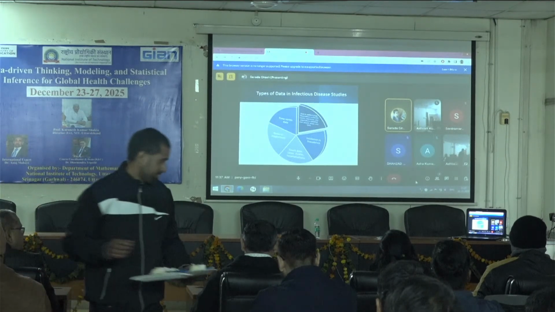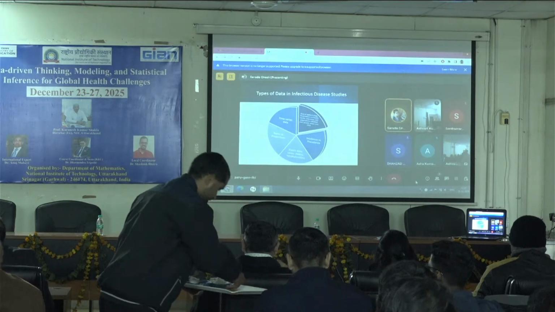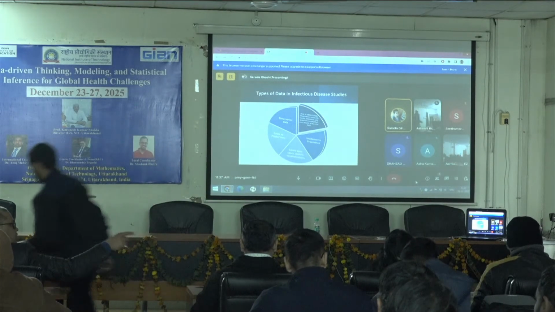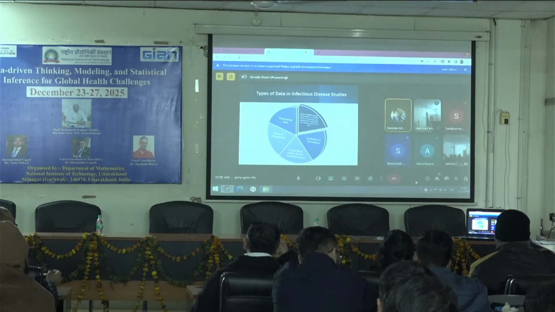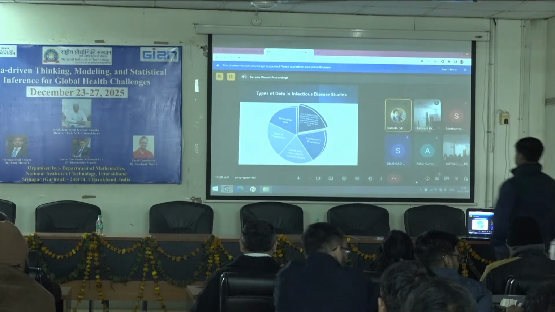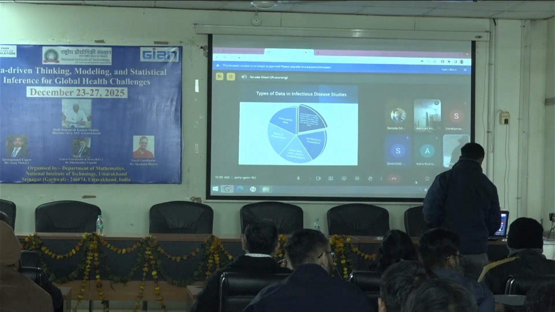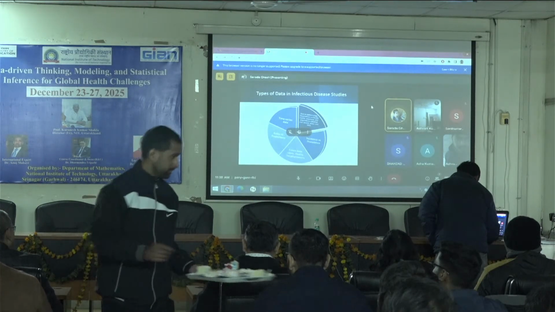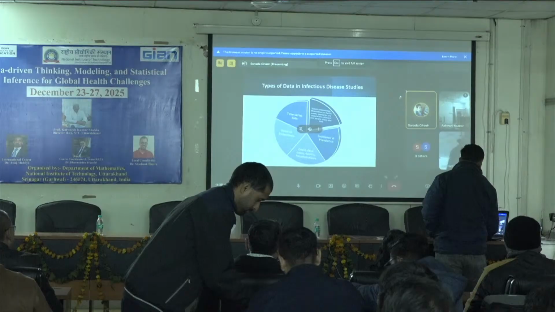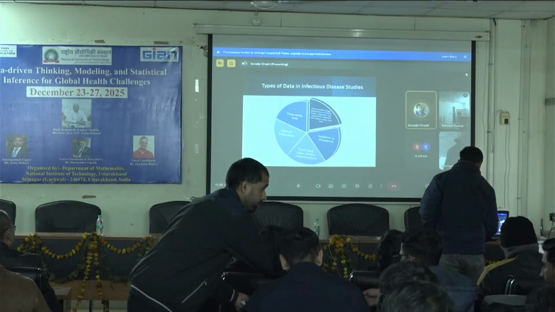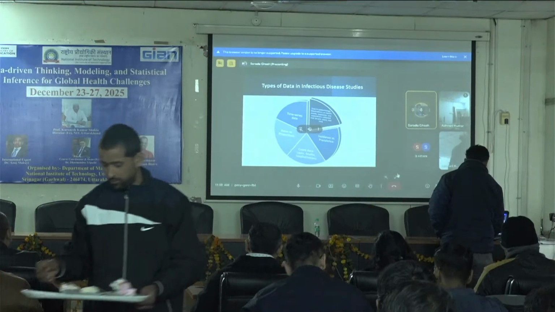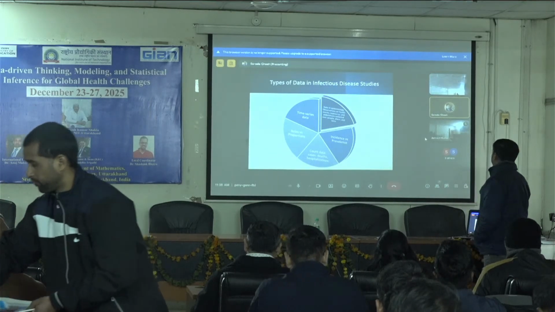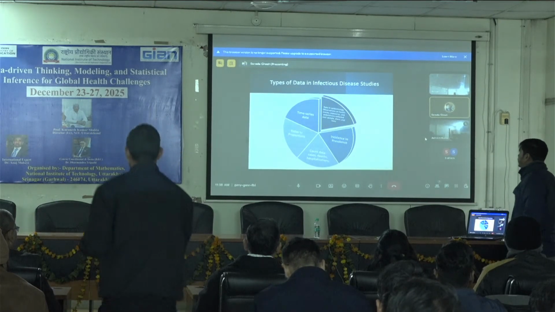Next is the type of data in infectious disease study. Data in epidemiology is basically observation on health events and exposures. Exposures are the factors that mainly affect public health. For example, if you have low immunity, you have a higher risk of any disease. Then the population: which population are we interested in? Our target group may be children, adults or older people. So we need to mention which population we are targeting.